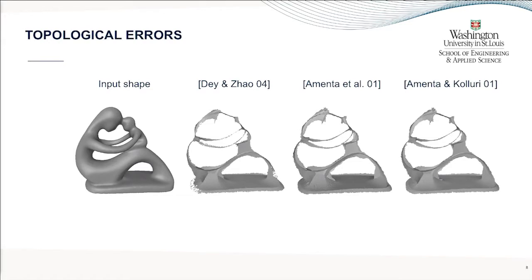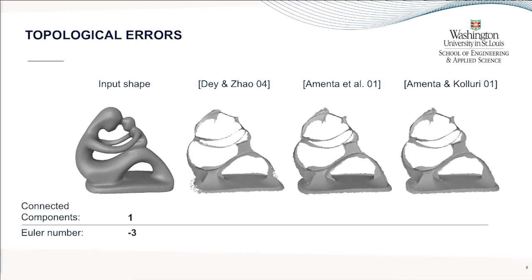So here I compare the results of 3 sampling-based methods whose implementations are available. Now, these methods produce visually similar results. However, their topology differs significantly. And to see this, I'm going to compute 2 topological invariants, the number of connected components and the Euler number.